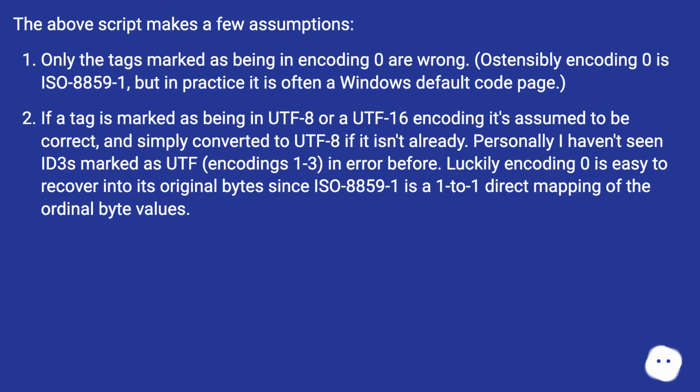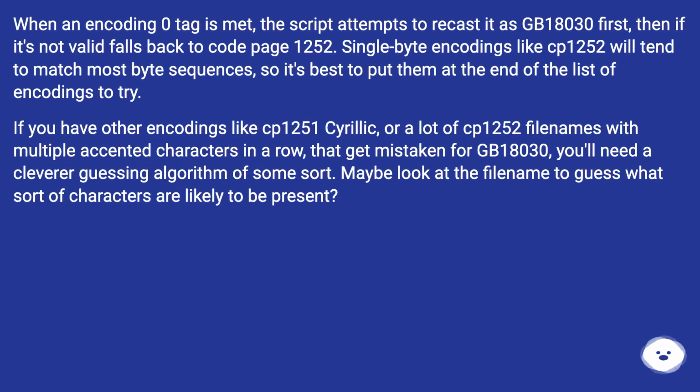Luckily, encoding 0 is easy to recover into its original bytes since ISO 8859-1 is a 1-to-1 direct mapping of the ordinal byte values. When an encoding 0 tag is met, the script attempts to recast it as GB18030 first, then if it's not valid falls back to code page 1252. Single byte encodings like CP1252 will tend to match most byte sequences, so it's best to put them at the end of the list of encodings to try.